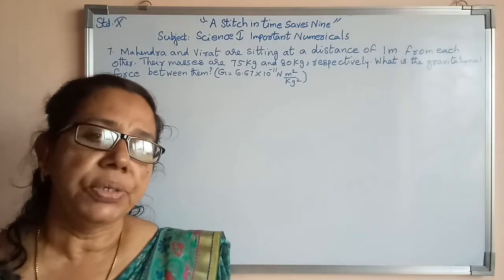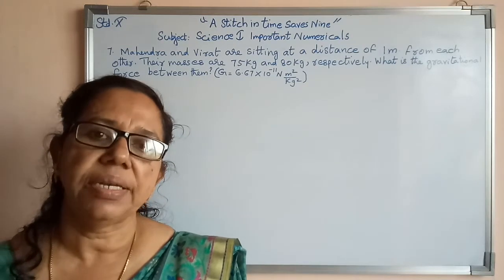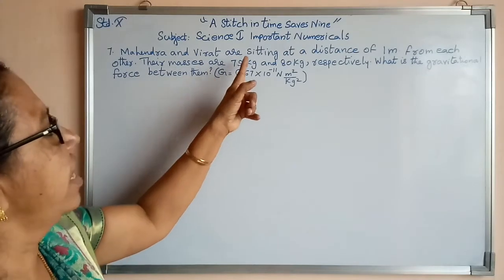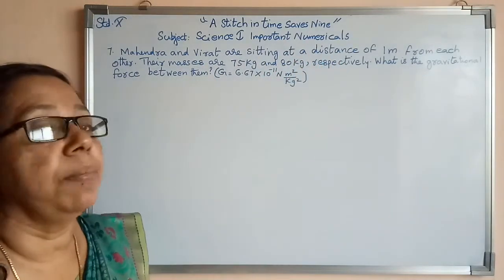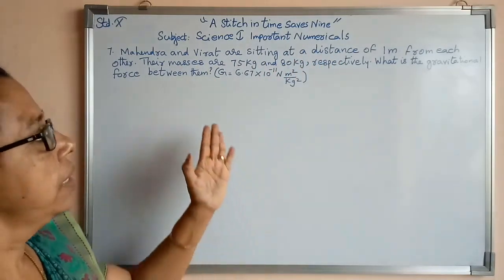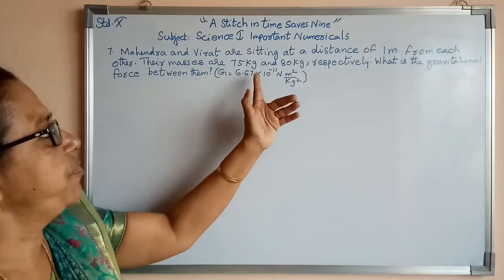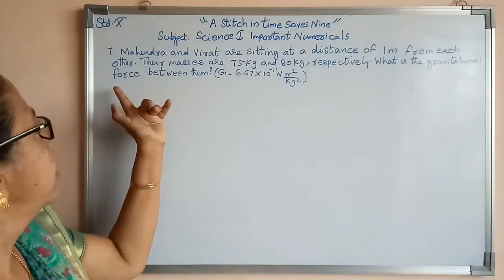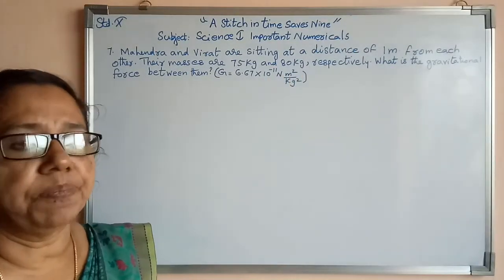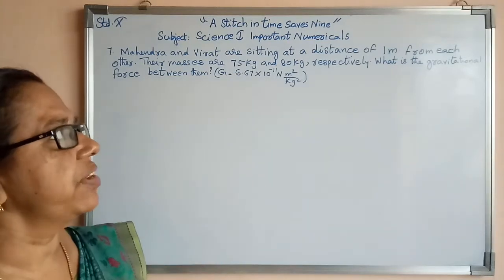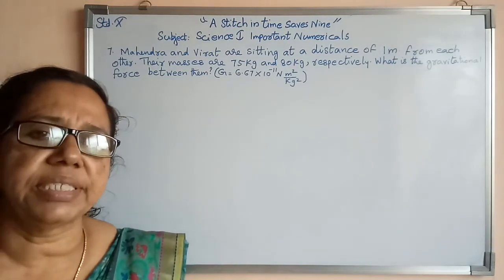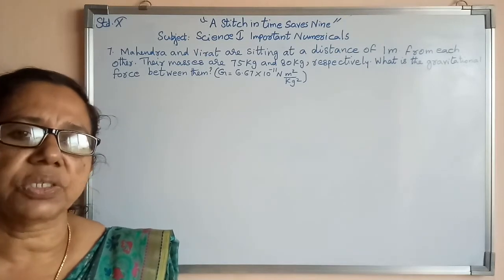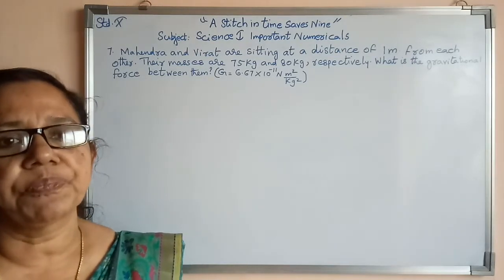Let us solve the new sum now. Before solving that, we will read the question well. Mahendra and Virat are sitting at a distance of 1 meter from each other. Their masses are 75 kg and 80 kg. What is the gravitational force between them? Capital G is given already, that is 6.67 into 10 raised to minus 11 Newton meter square per kilogram square.